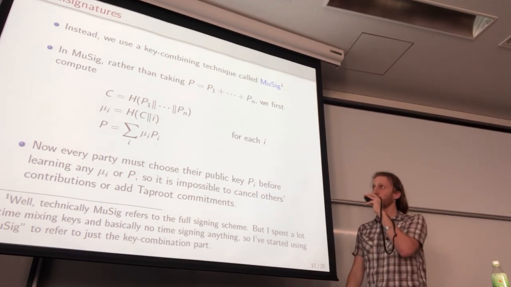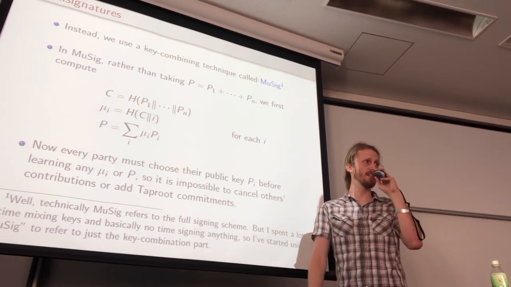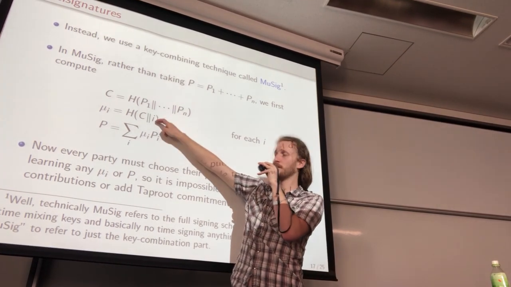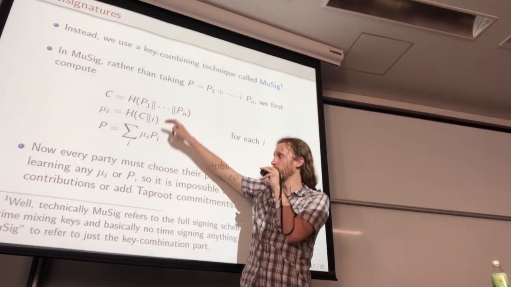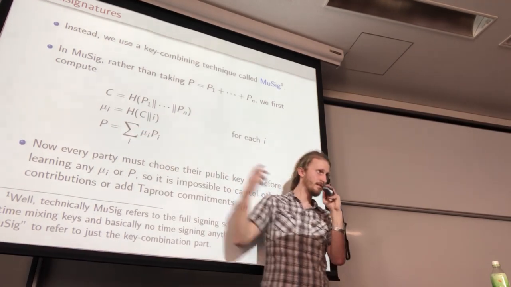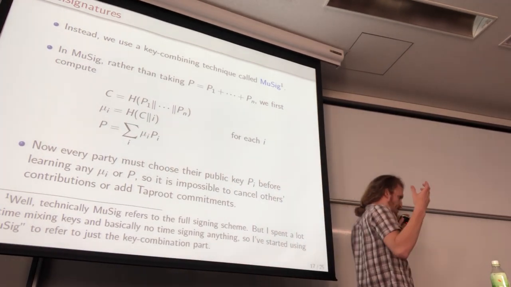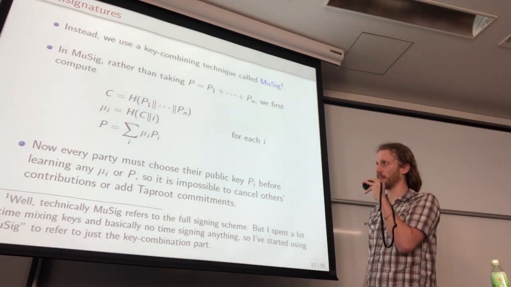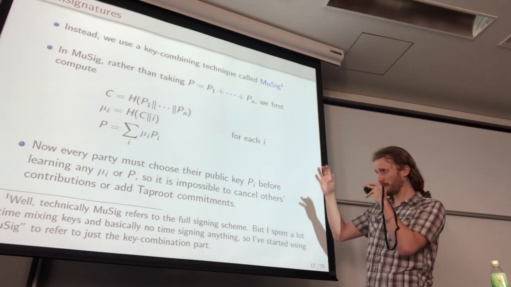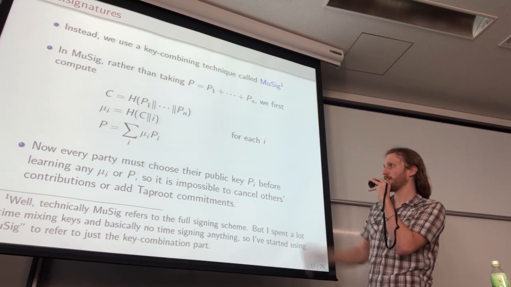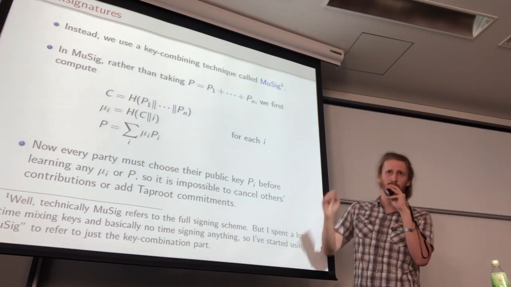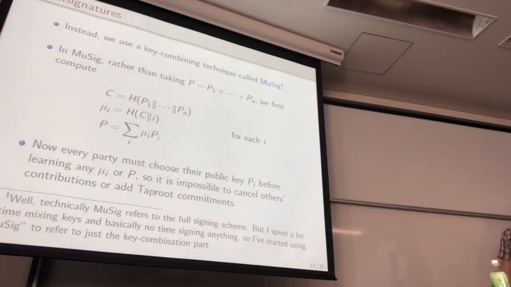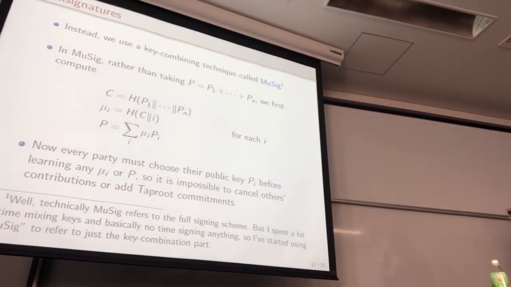And now the result is if anybody tries any funny business, if anybody changes their key, they're going to change the hash C, which means they will change every single MuSig coefficient, which means that now the public key that they're trying to mess with has completely changed out from under them in an unpredictable way. So there's not really any way to get any traction. And that's the intuition for why this works. Although there are some subtleties to actually arguing that this is secure in a rigorous way.